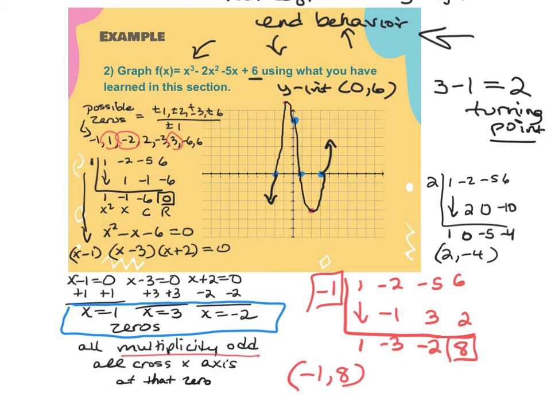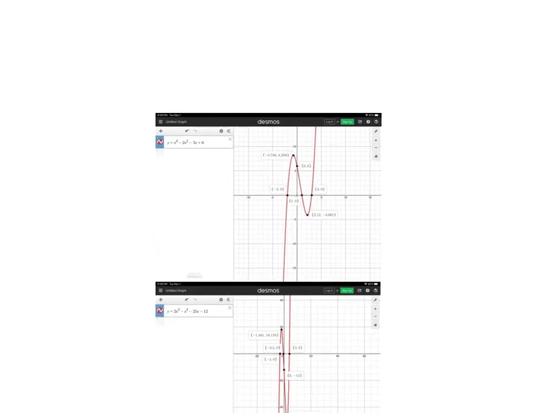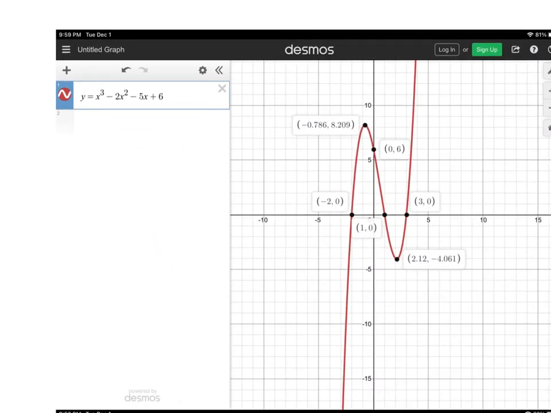This is what the graph of that function should look like. So again, I'm going to take the zeros that Desmos found for me. I have one here at -2, another one at 1, and then another one at 3. Notice I only have one of each, so they all have a multiplicity of 1, and they're all crossing the x-axis at each of those zeros.